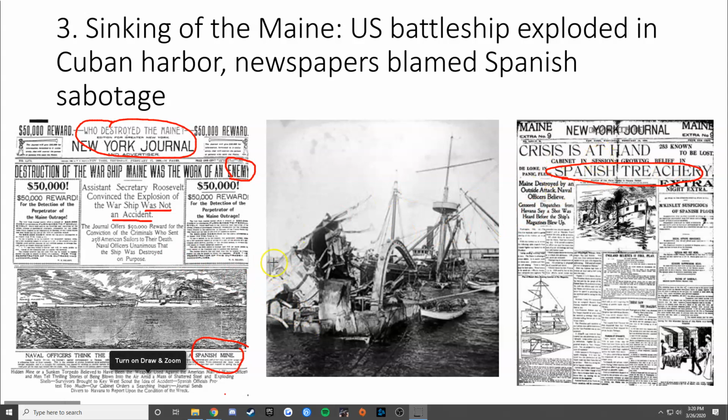Spanish treachery. This got everybody hyped up. Everyone was excited. Everyone wants to go to war. They see the Spanish cruelty. They exploded this U.S. warship. Americans were killed. It's time to go to war with the Spanish.